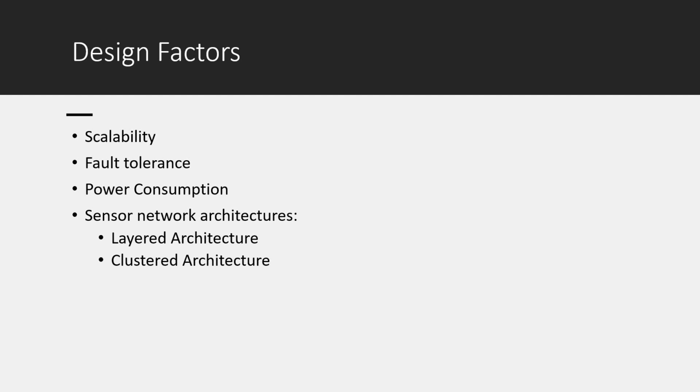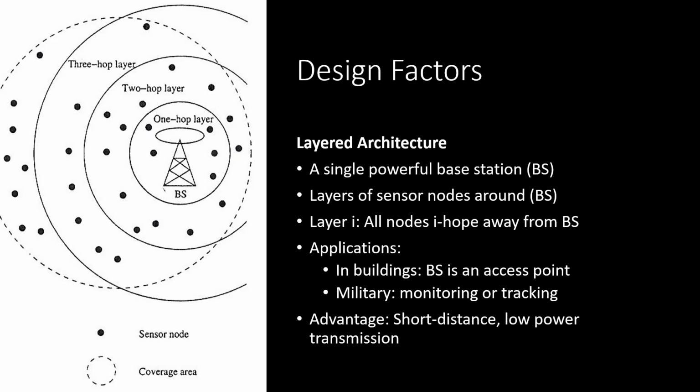Based on these design factors, there are two different types of architectures using which sensor networks are actually deployed. The first one is a layered architecture, and the second one is a clustered architecture, and we're going to see them in brief. So the first one, layered architecture.